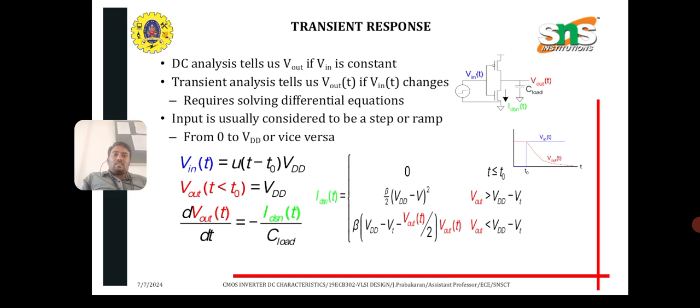Next is transient response. DC analysis tells us Vout if Vin is constant. Transient analysis tells us Vout of t if Vin of t changes. It requires solving differential equations.